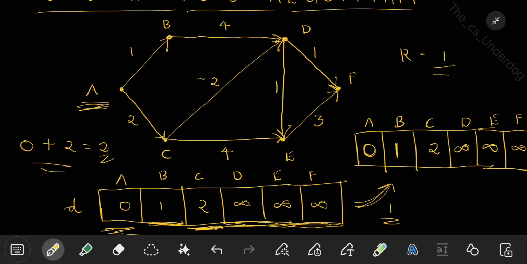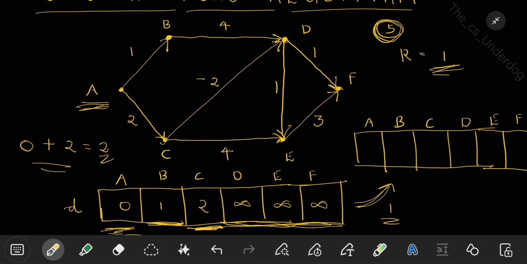Totally, how many relaxations can I do? V minus 1 relaxations. How many vertices do I have? 1, 2, 3, 4, 5 and 6. I have total of 6 vertices, which means at max I will do 5 relaxations. As of now, 1 relaxation is done. Let us move on to the second relaxation.